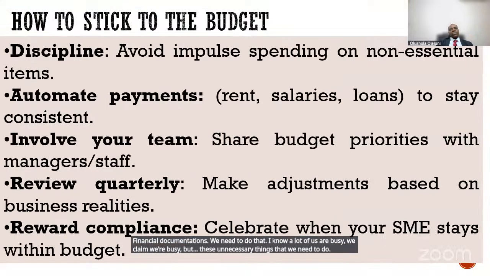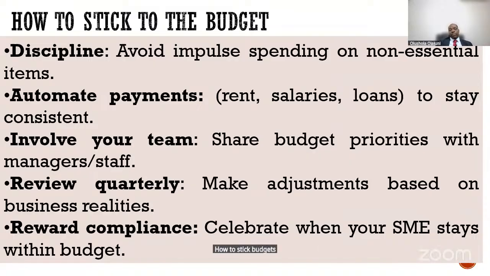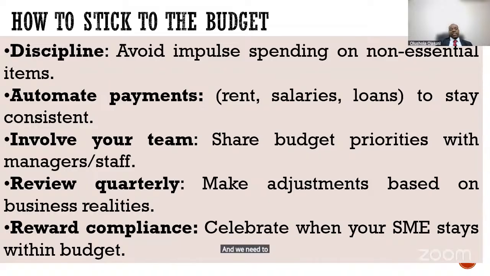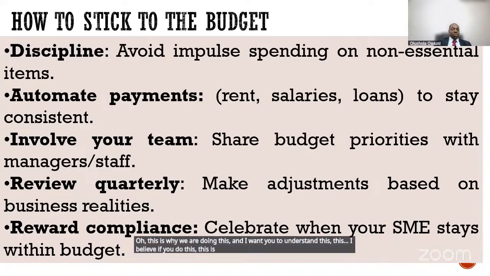How to stick to the budget? You need to be disciplined. Everything in life requires some level of discipline. You need to try and see if you can automate your payments so that all of these things are captured fair and well. Involve your team. You have to tell your team where you are going all the time. Oh, this is why we are doing this, and I want you to understand this. I believe if you do this, this is going to be the result. Then you review monthly, quarterly.